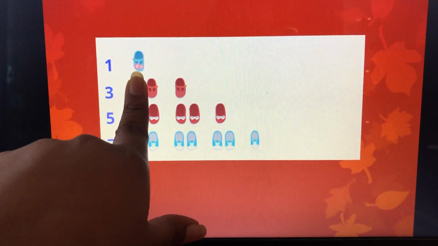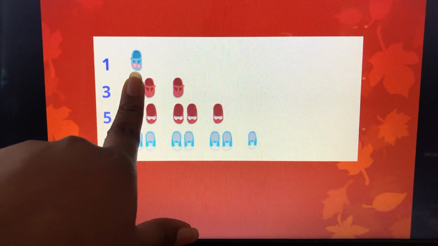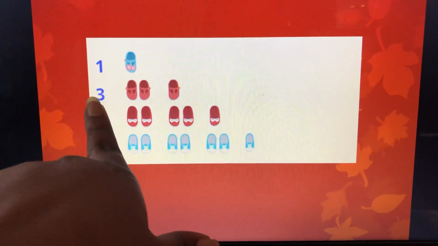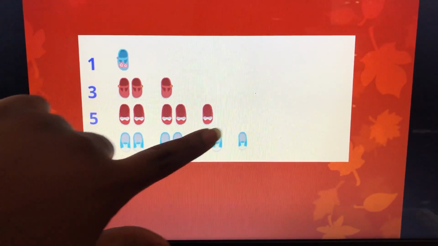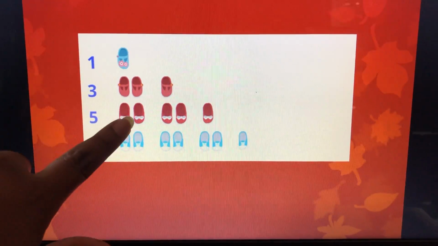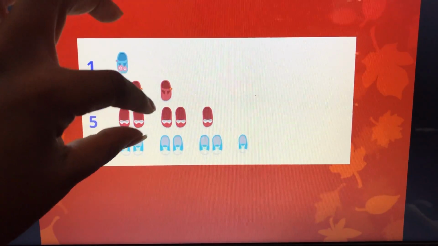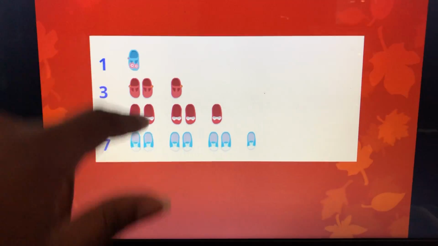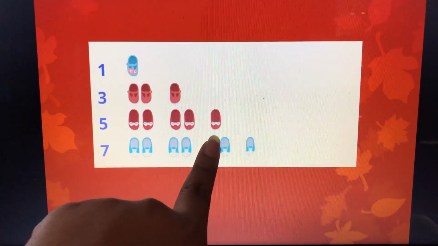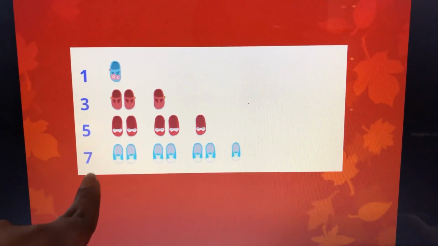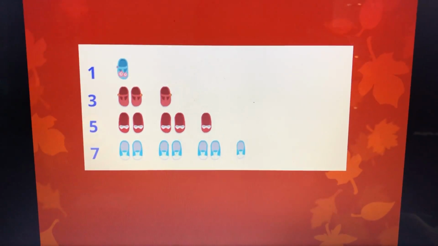Now, can 1 be divided into an equal group? No. We just found out that 3 cannot be divided in equal groups. We have 5 here. 1, 2, 3, 4, 5. And if we're supposed to group the whole 5 here and divide it in equal groups, we're still going to have 1 left over, so it's not going to work out. And 7 is the same thing.